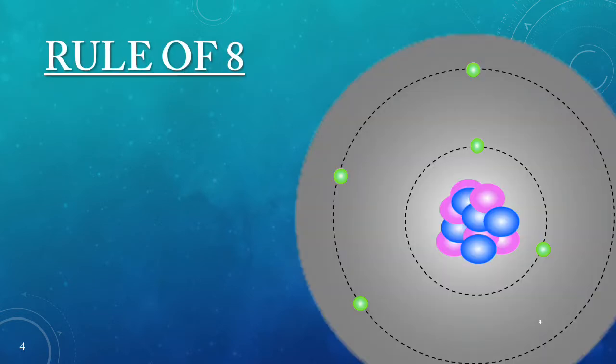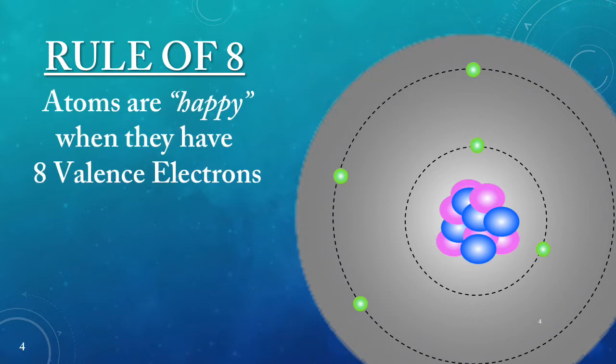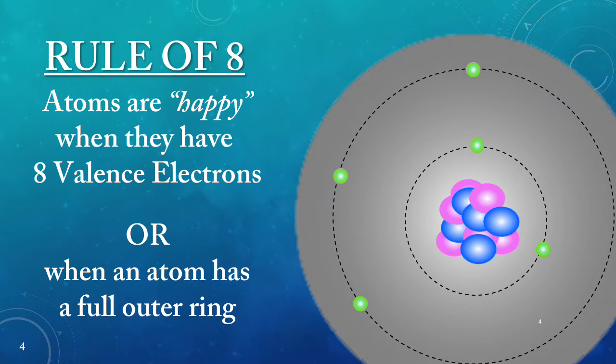All right, now we're going to review a couple of things, and the first is the rule of 8. Now we're going to add to this one a little bit. Atoms are happy when they have 8 valence electrons. That was the rule of 8. Now we're going to add a little bit to that today. We're going to say that when an atom has a full outer ring, it's also going to be satisfying the rule of 8, or making happy atoms.